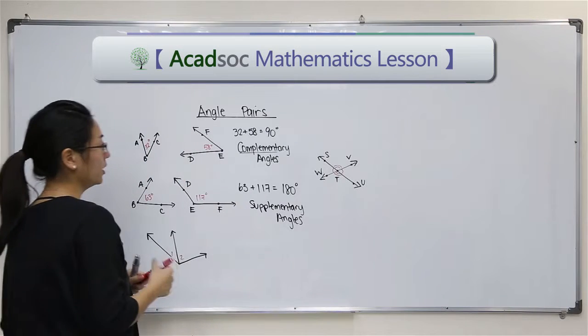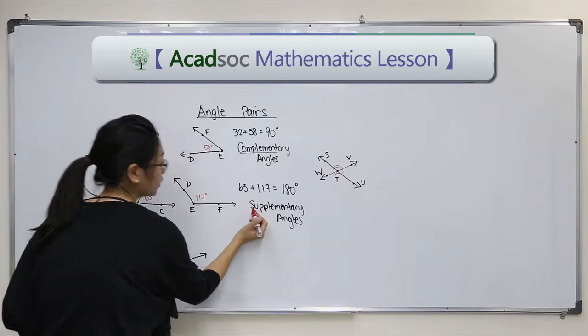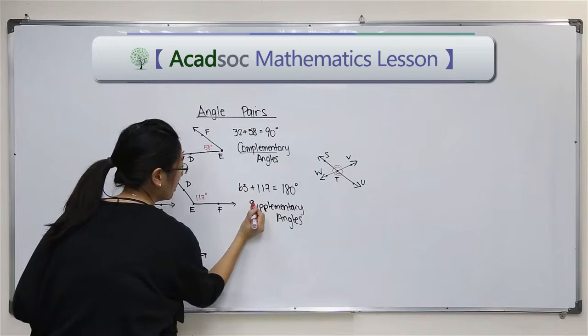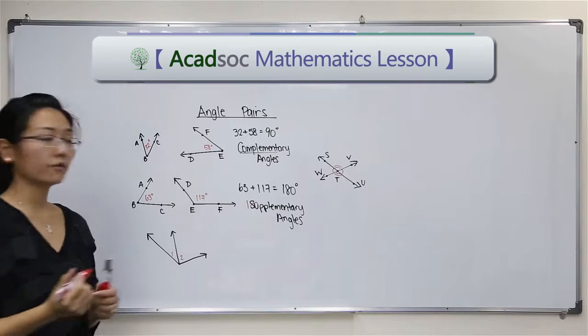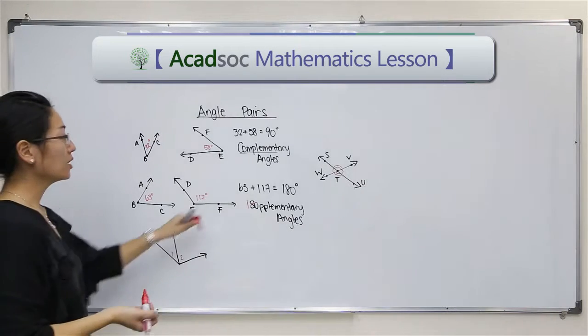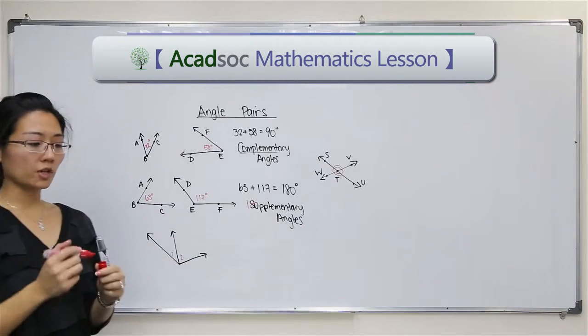What my student came up with is that if you look at the first two letters, S and U, I could make 80 out of it. If I put a 1 in front, it will give me 180. So supplementary angle adds up to 180.